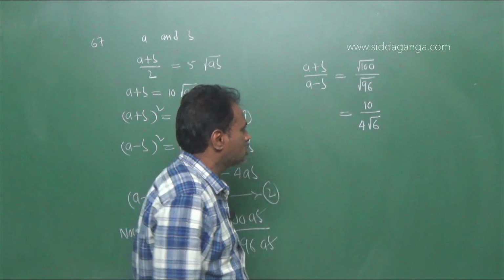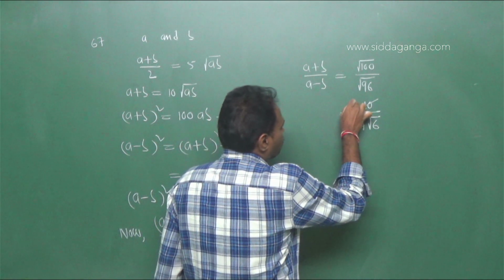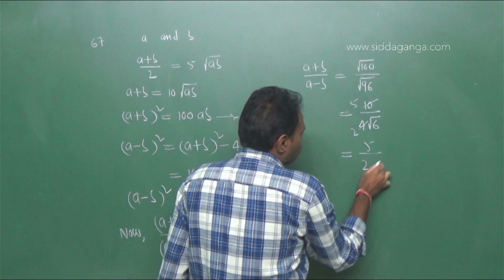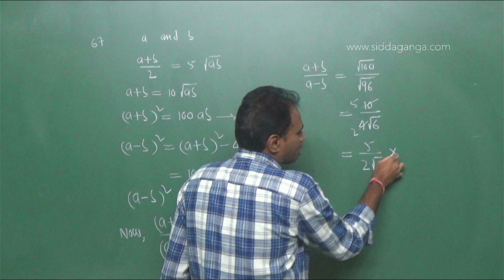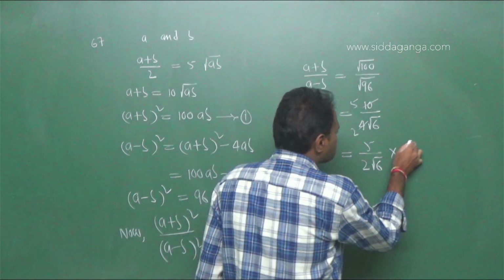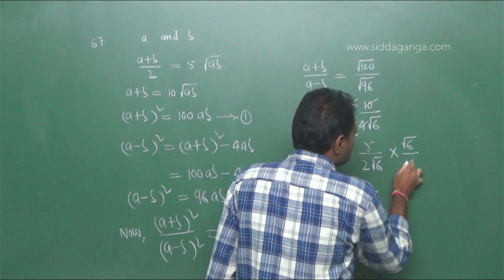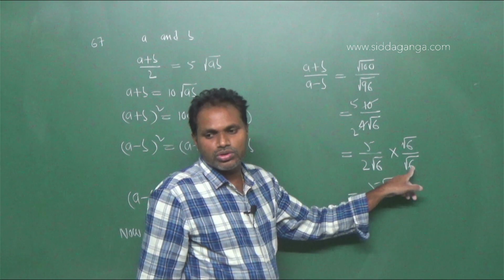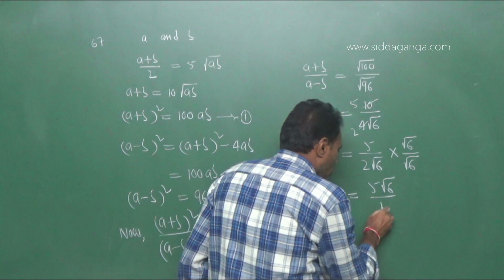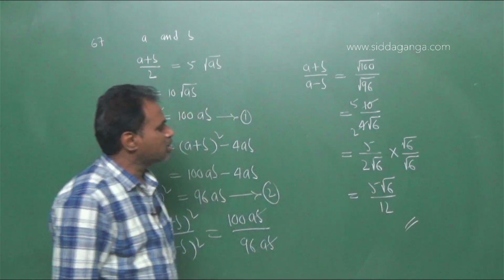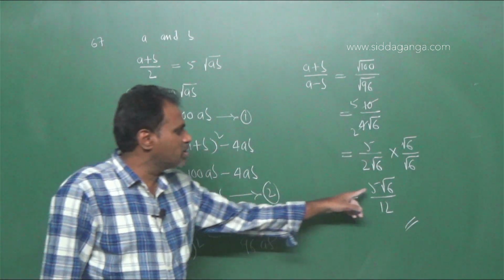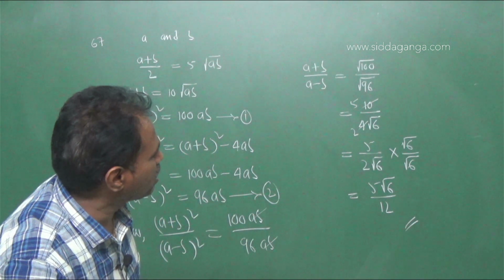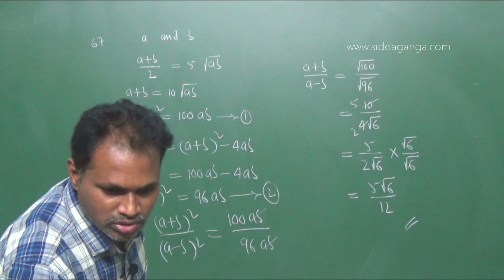Now 2 5s and 2 2s, therefore it is equal to 5 by 2 into root 6. Both numerator and denominator multiply with root 6, that is root 6 by root 6. It is equal to 5 root 6 divided by root 6 into root 6, 6 into 2, 12. Therefore here (a plus b) by (a minus b) value is 5 into root 6 by 12. Therefore option 3 is right. Next question.